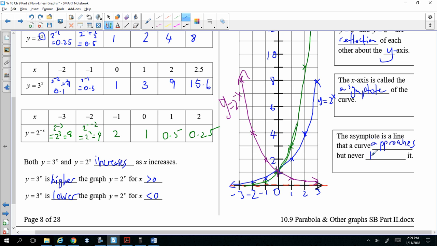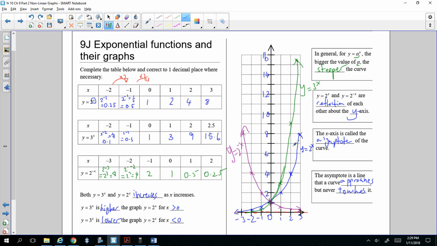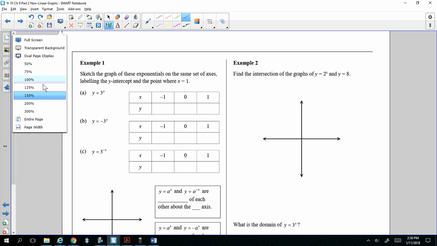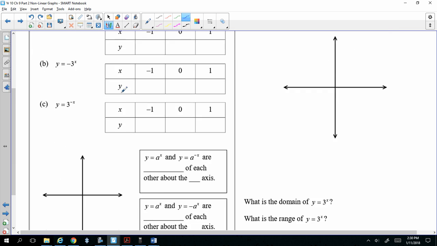Okay, so let's save it, and we go to the new page. So that's all the graphs drawn for you: 3 to the power x, 2 to the power x, and 2 to the power negative x. Let's do some questions. Sketch these exponentials on the same set of axes. Okay, let's sketch this one.